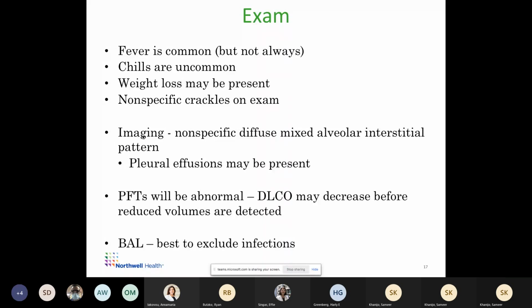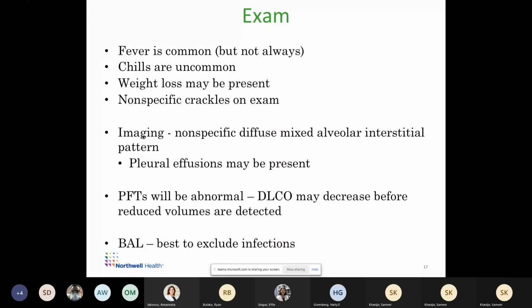Imaging is nonspecific, but it will show a diffuse mixed alveolar interstitial pattern, sort of our B lines, with probably irregular pleura on ultrasound. There may or may not be pleural effusions. PFTs, which we'll touch on again a little bit later, are usually abnormal. DLCO often decreases before your lung volume reduction, so a reduction in DLCO may be seen in a pre-symptomatic patient and may be one of your first clues.